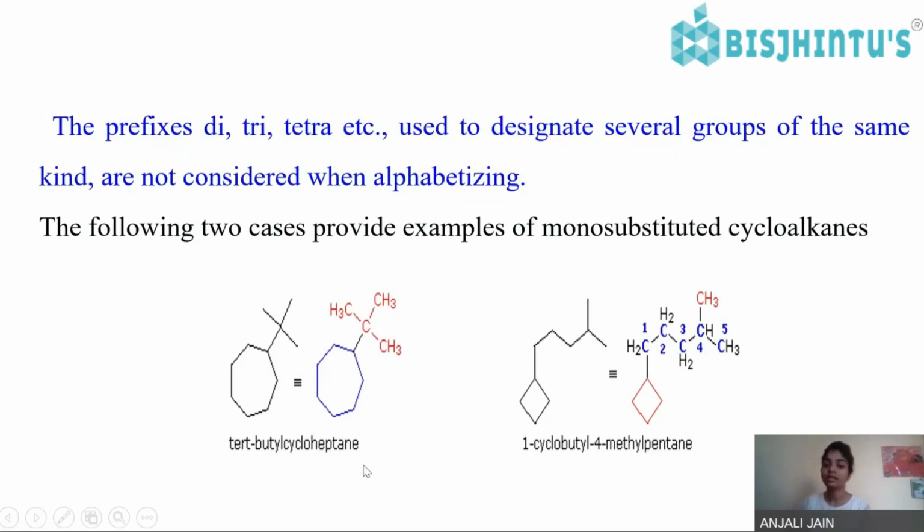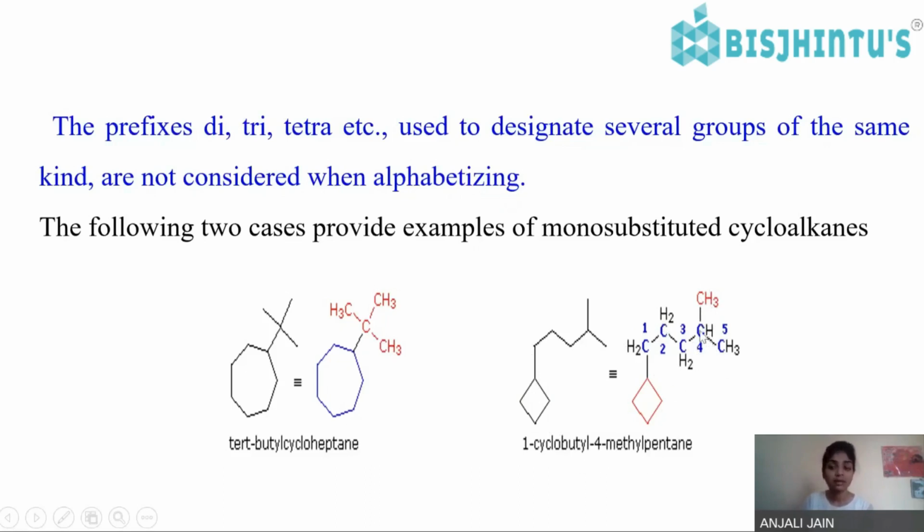So tertiary butyl cycloheptane. Here, the basic ring is 4-membered. That is cyclobutyl. And why does this "-yl" come? Because this is an alkyl group and it is attached to a different moiety, which is the 5-membered chain, where at the 4th position, a methyl substituent is there. So this will be 4-methyl pentane.